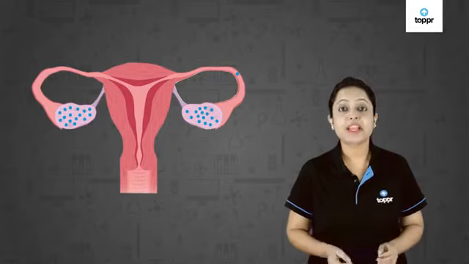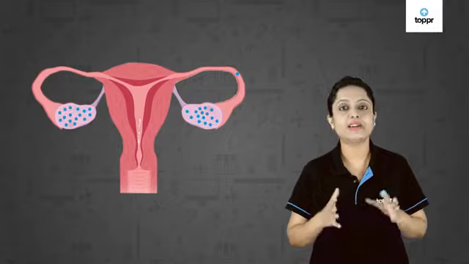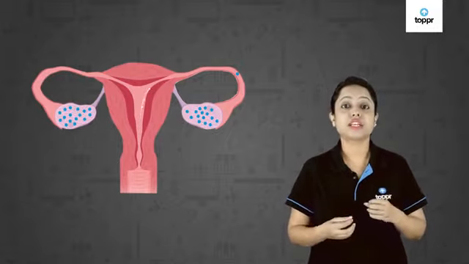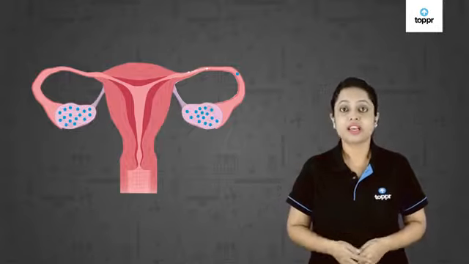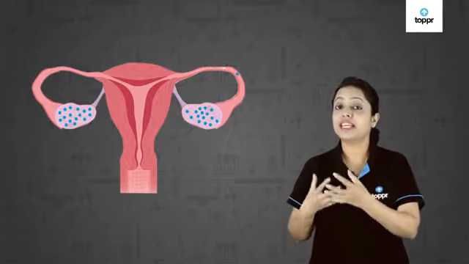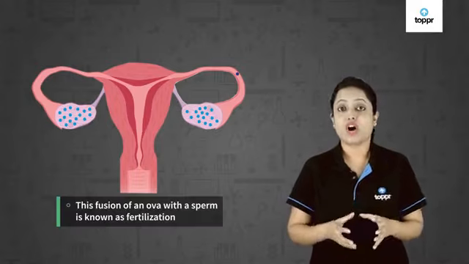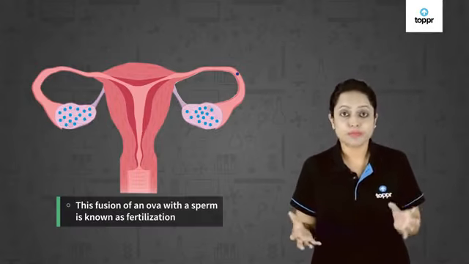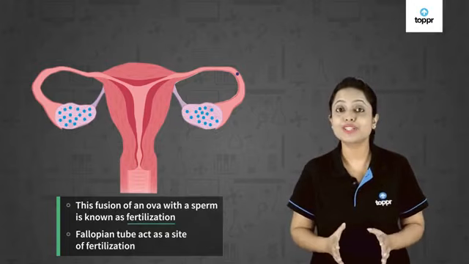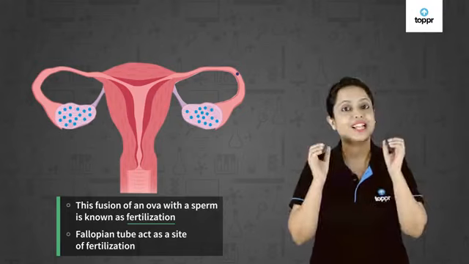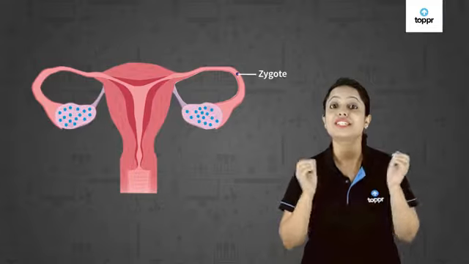During intercourse, the male deposits the sperms in the female body through the vaginal passage. These sperms then float and reach the fallopian tube or the oviduct. And there, if they meet an ovum, a sperm fuses with it. This fusion of an ovum or an egg with the sperm is known as fertilization. So we can say that the fallopian tube acts as a site of fertilization. This fertilization results in the formation of a zygote.